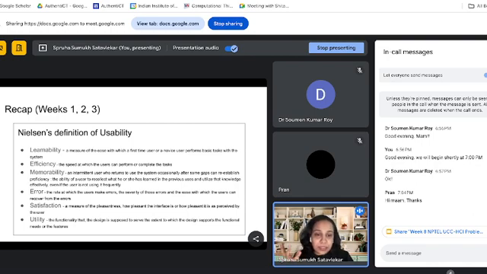Then in terms of satisfaction, in a way, you can say that if we achieve all the above important factors, the user might be satisfied. A consideration could also be the look and feel of the user interface with which the user interacts. So the satisfaction factor may also consider those aspects.